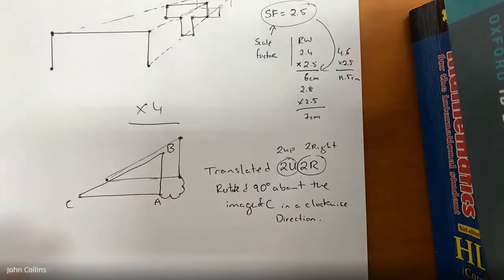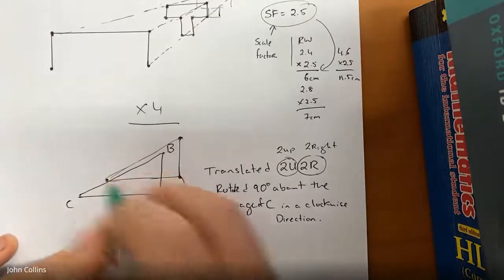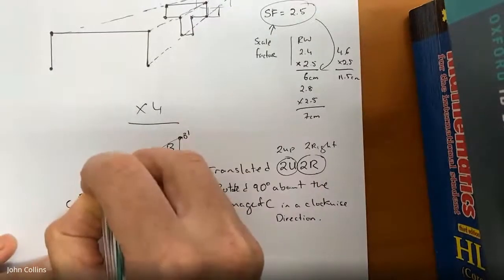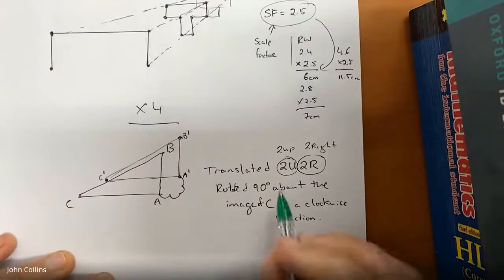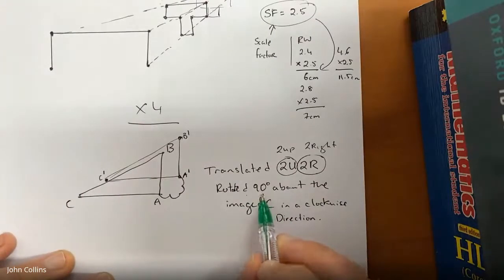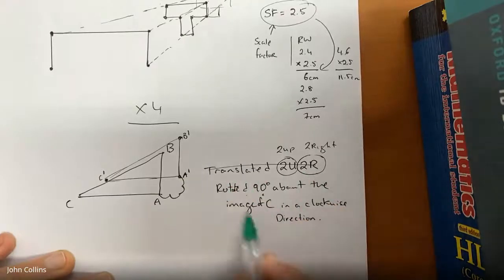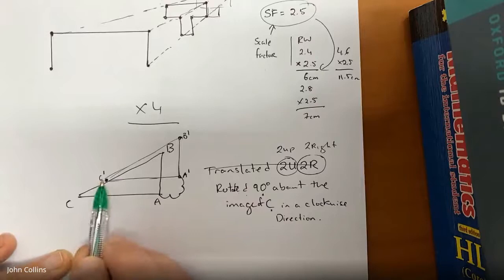Okay, so that's it translated. So these are the new points, and I would label them A dash, B dash, and C dash because they've all been translated. Then rotate it 90 degrees. So that's the translation done. So we can cross that off. Rotate 90 degrees about the image of C. So that's this new point C. It's got to rotate about this.